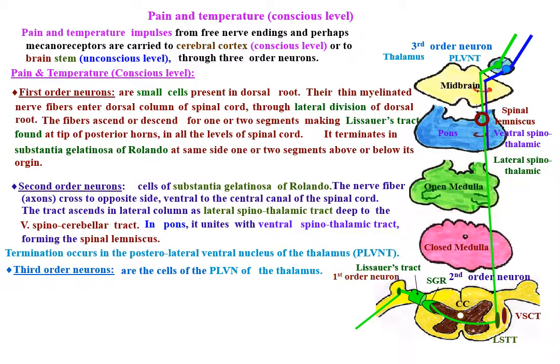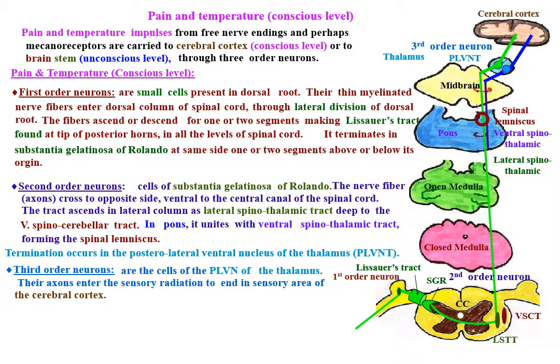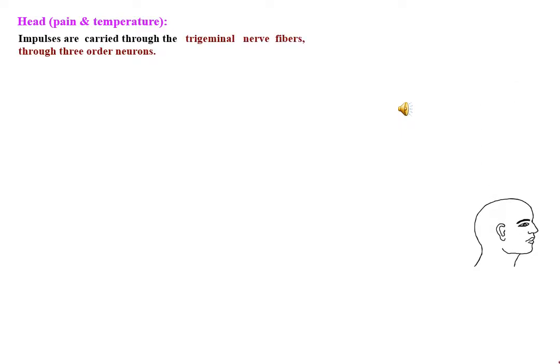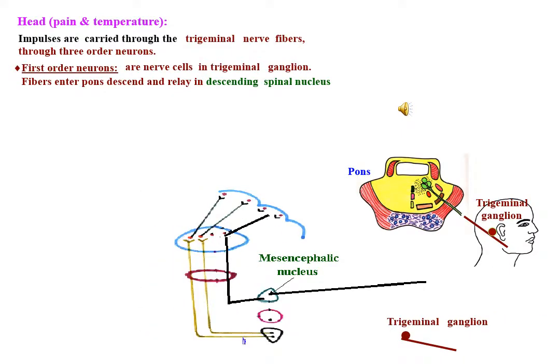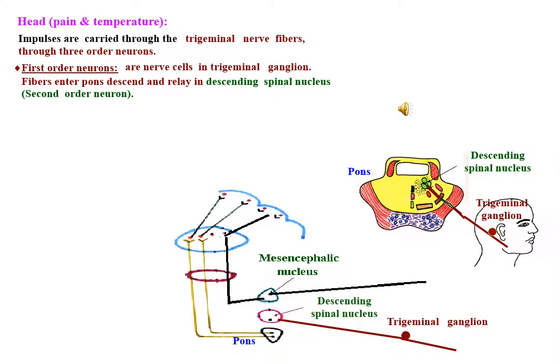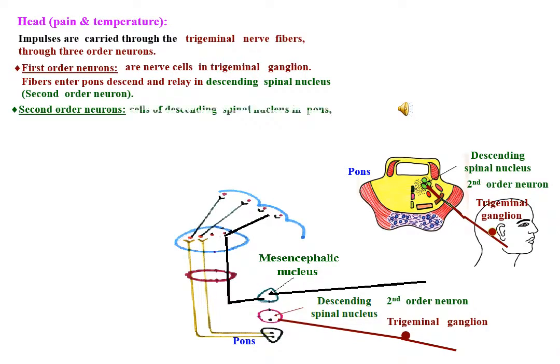Their axons enter the sensory radiation to end in the sensory area of the cerebral cortex. Pain and temperature from the head and neck is carried through the trigeminal nerve fibers through three-order neurons. The first-order neurons are nerve cells in the trigeminal ganglia. Their axons enter the pons, descend and relay in the descending spinal nucleus, the second-order neuron. Second-order neurons are the cells of the descending spinal nucleus, present in the pons and medulla, and is continuous with the substantia gelatinosa of Rolando.